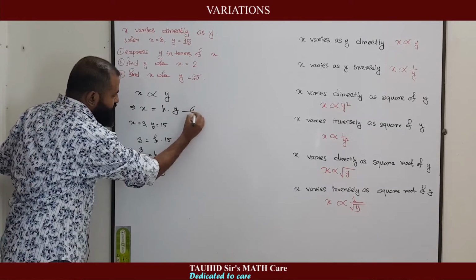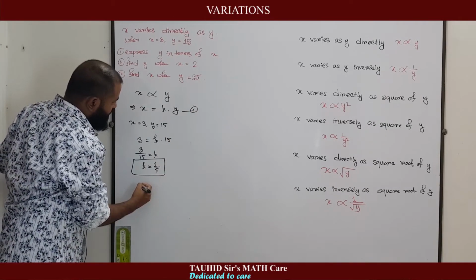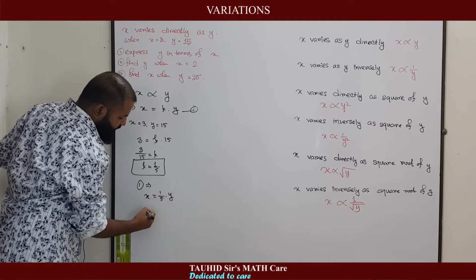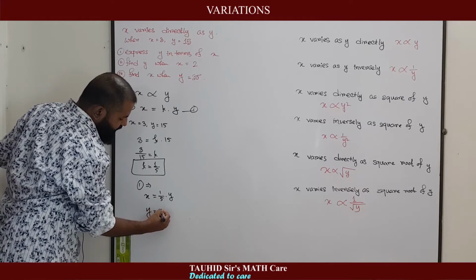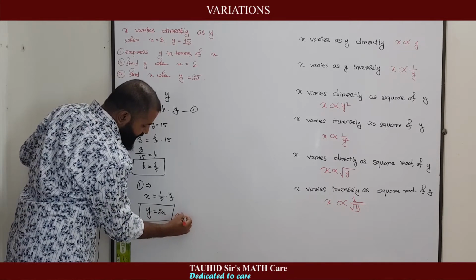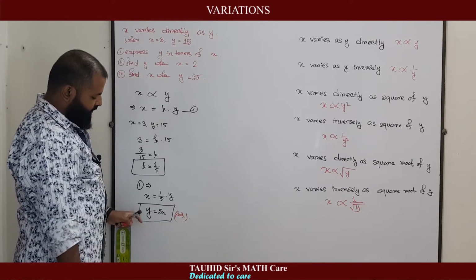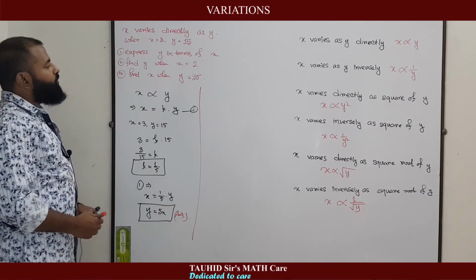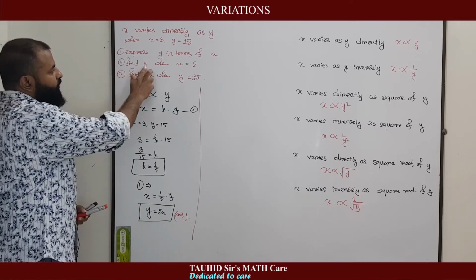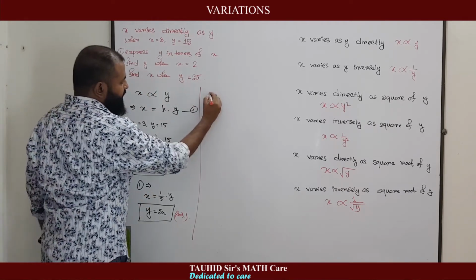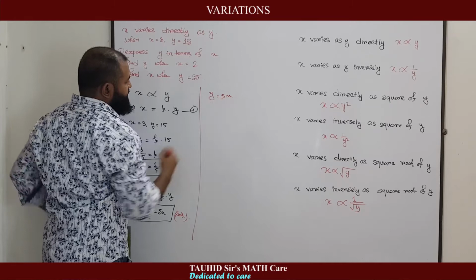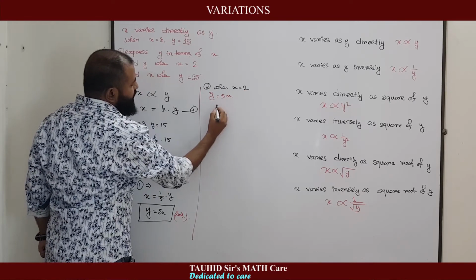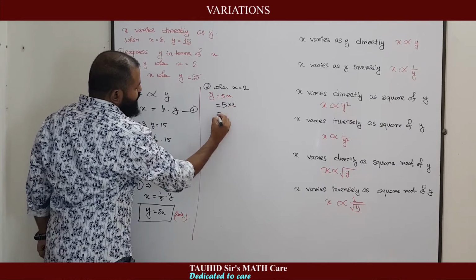Therefore in equation 1 we can put the value of k, x equal to 1 by 5 into y. That means y equal to 5x. This is the answer of question number 1. We expressed y in terms of x. Now the second question. Find the value of y when x equal to 2. Y equal to 5x. When x equal to 2, y equal to 5x, that means 5 into 2, 10.